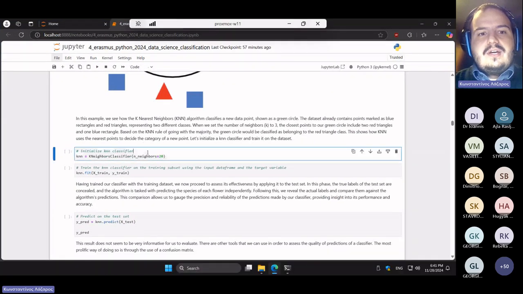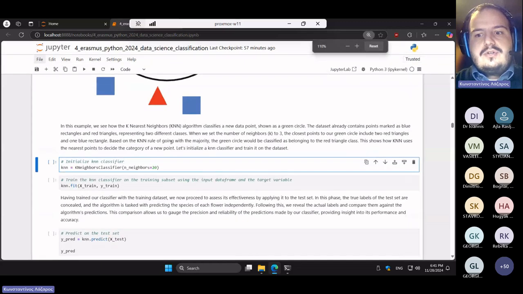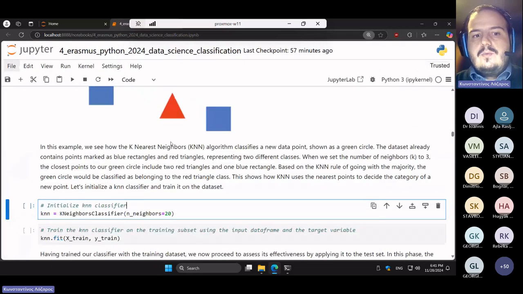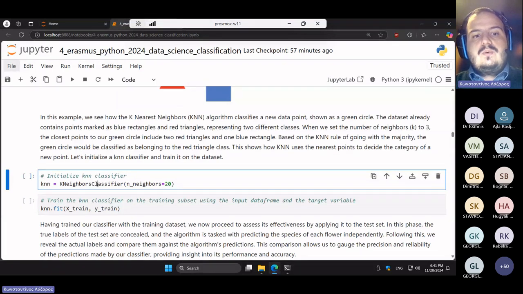Okay, let's continue. How do we actually go on to use KNN? Basically we initialize the algorithm like we do with every other tool that we use. This is the function that is required for us to use. And then we set the number of neighbors. How do we set the number of neighbors? This is an arbitrary choice. I chose 20 independently just because I like the number.